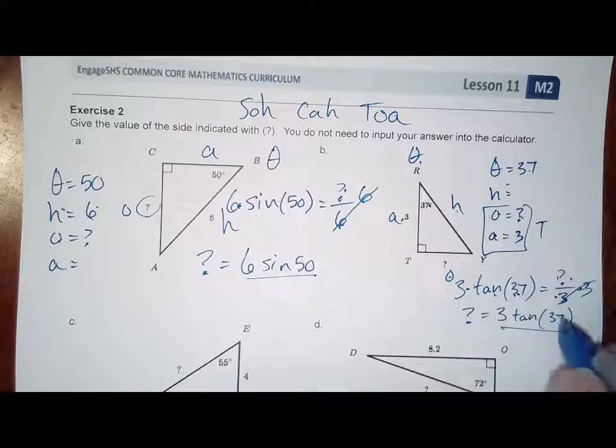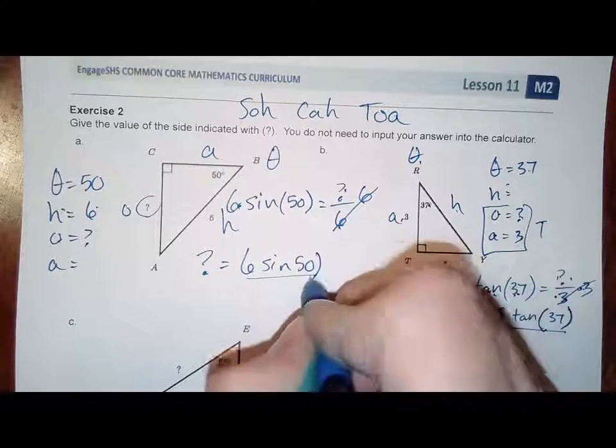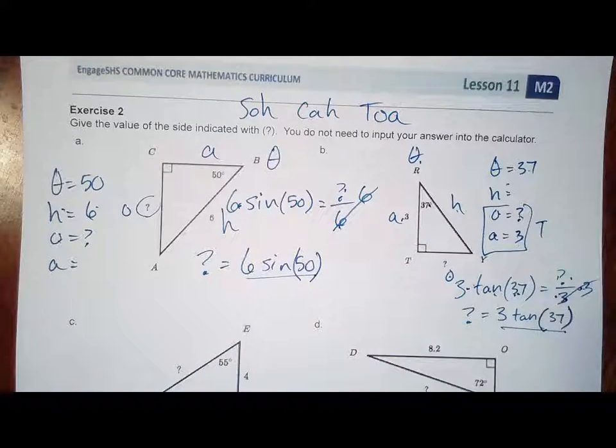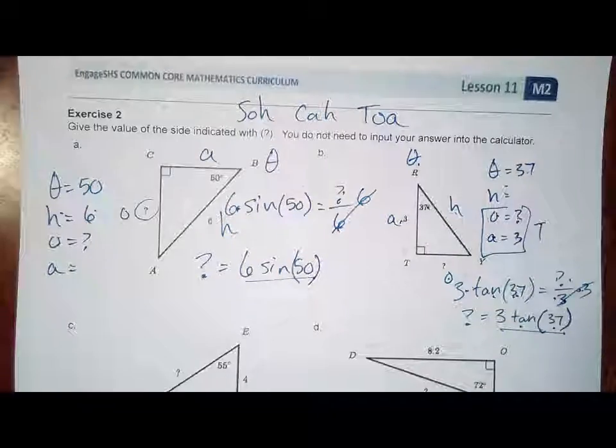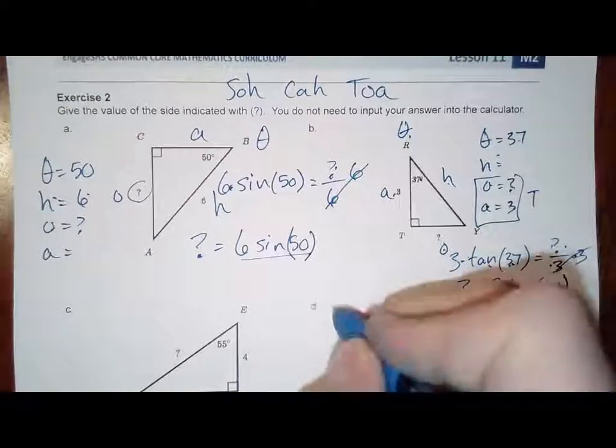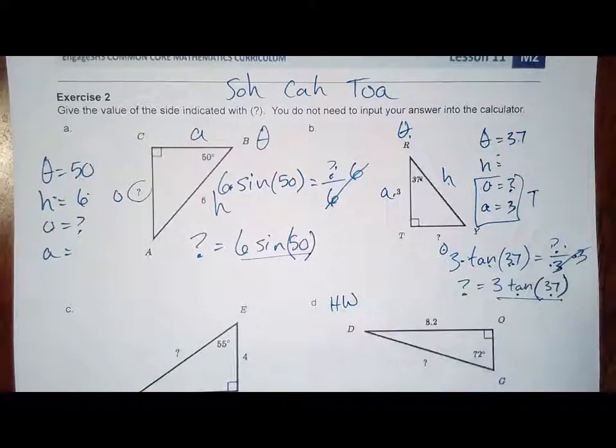I'm done. Also notice that I used parentheses here and didn't there. I should probably use parentheses always. Sine and then put in parentheses the angle measure. Tangent and then put in parentheses the angle measure. I'm going to do letter C, and then I'm going to say for you, letter D is homework.